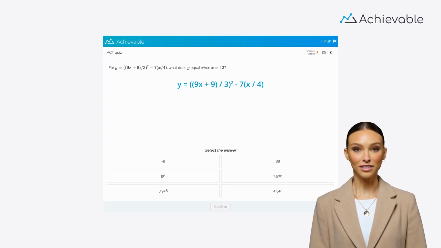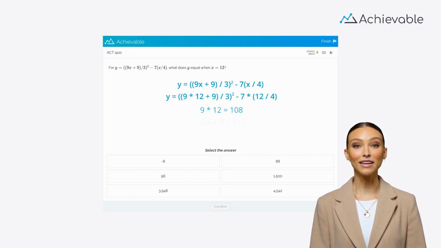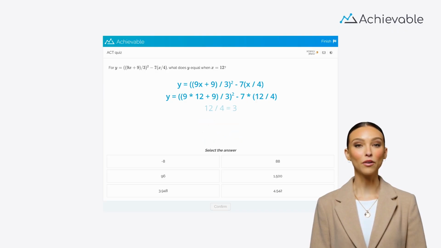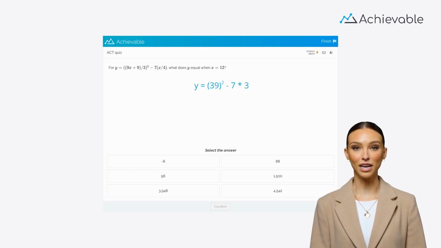Step 1, parentheses. Start by simplifying inside each set. In the first parentheses, we have 9 times 12, which is 108. Add 9 and we get 117. Then divide 117 by 3, and that gives us 39. In the second parentheses, 12 divided by 4 equals 3. So now our expression looks like y equals 39 squared minus 7 times 3.